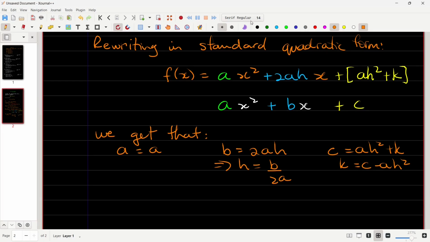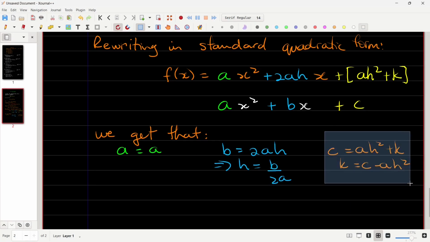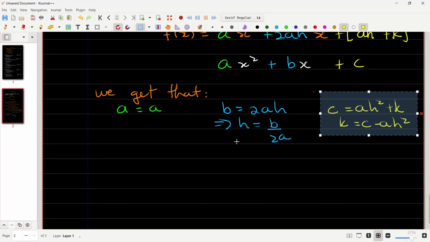Let me change the color of each of these as well so that you can separate them. I'm going to put this here in green, this here in blue, and this here in yellow, so you can distinguish what's happening for each of them. So I compared all of the terms, and I noticed that this here looks familiar.